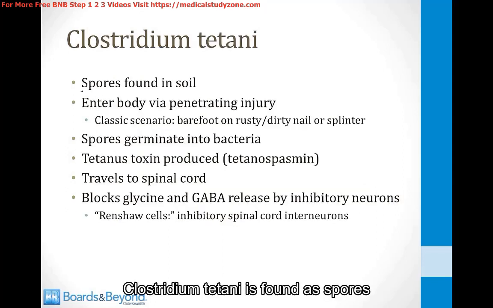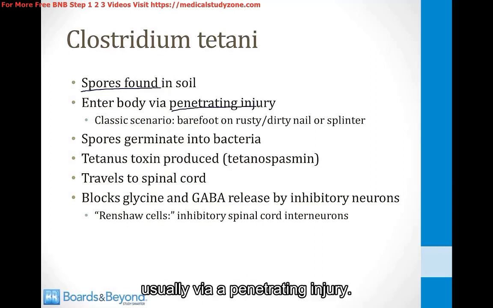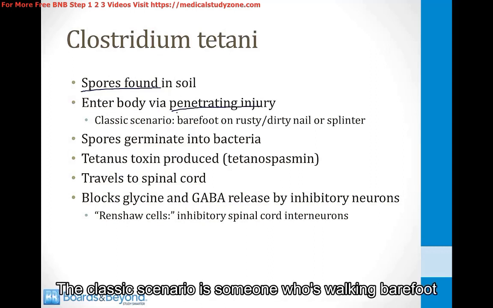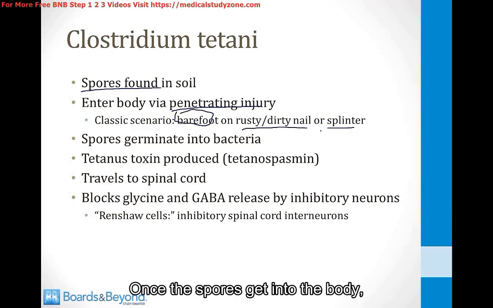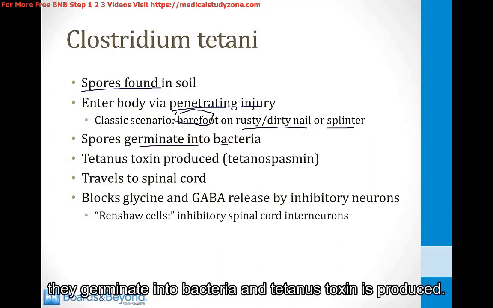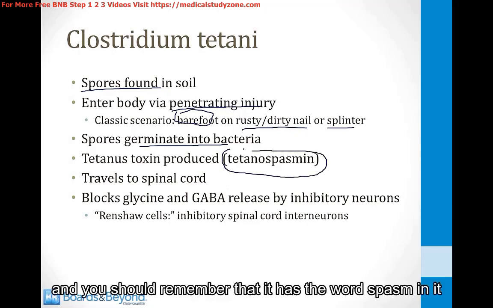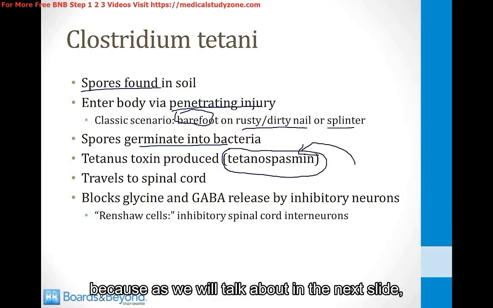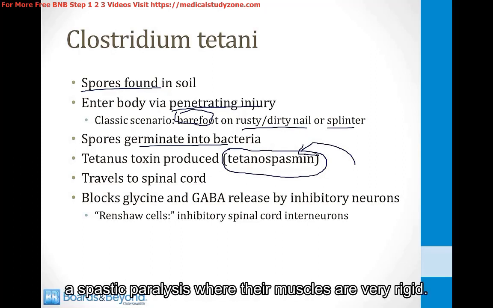Clostridium tetani is found as spores in the soil, and these spores enter the body usually via a penetrating injury. The classic scenario is someone who's walking barefoot and steps on a rusty or dirty nail or gets a splinter. Once the spores get into the body, they germinate into bacteria and tetanus toxin is produced. Tetanus toxin is called tetanospasmin, and you should remember that it has the word spasm in it because, as we will talk about on the next slide, patients who are exposed to tetanus toxin will get a spastic paralysis where their muscles are very rigid.